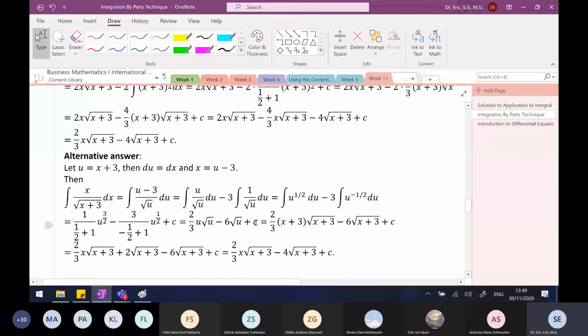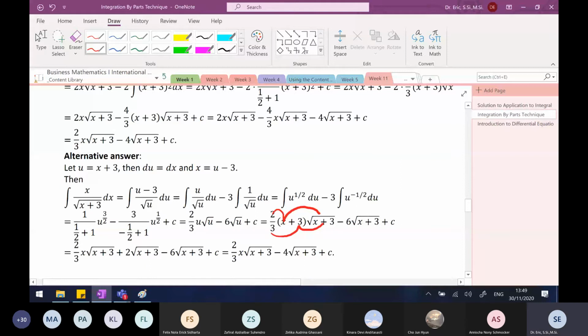Tidy it up a bit. u is x + 3, back substitution. So 2 over 3 times (x + 3) times the square root of x + 3, minus 6 times the square root of x + 3. Okay, so this is enough. If you have this already, it is enough for me. But you can simplify it further. You can do this.